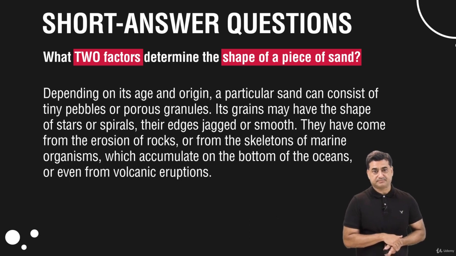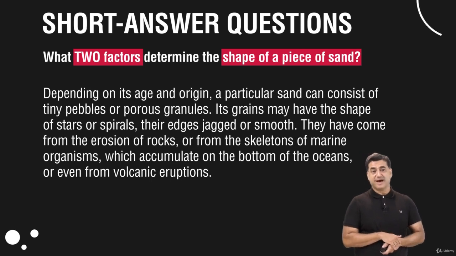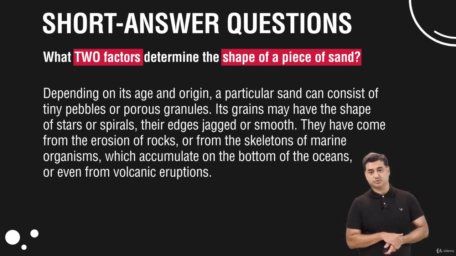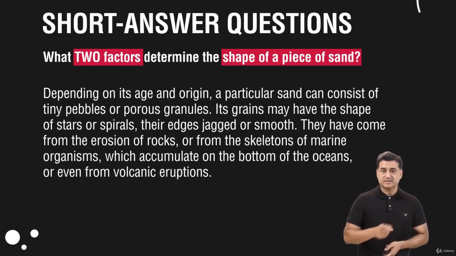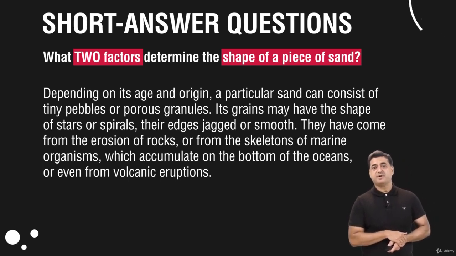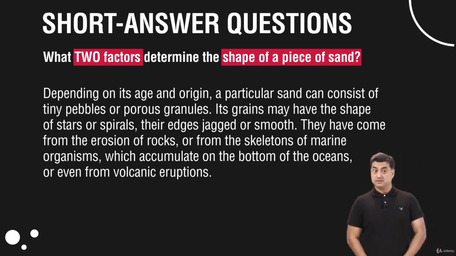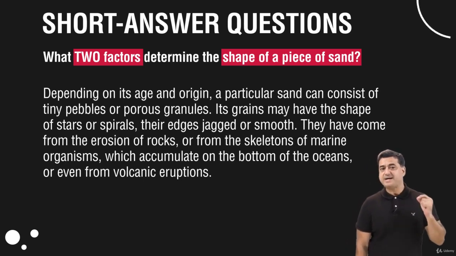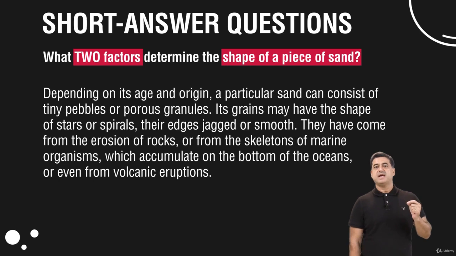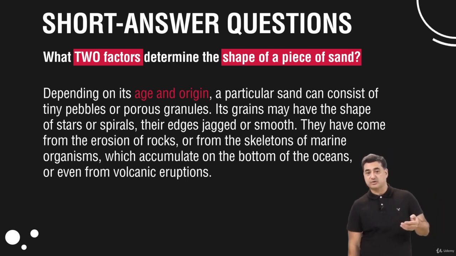Shape. Let's find. Its grains may have the shape of stars or spirals, their edges jagged or smooth. Well, they have not given us the factors, so let us start reading from the beginning. Depending on its age and origin, a particular sand can consist of tiny pebbles and porous granules. What is it saying? Come on, read it again. Depending on its age and origin, a particular sand can consist of. So, depending on what? Age and origin, sand can consist of pebbles or porous granules.